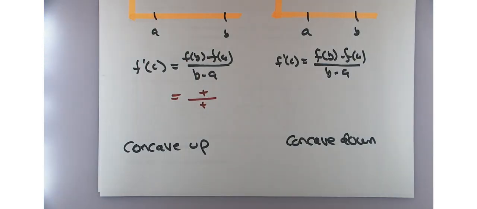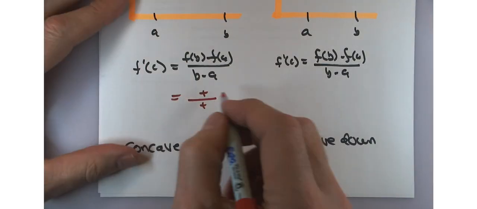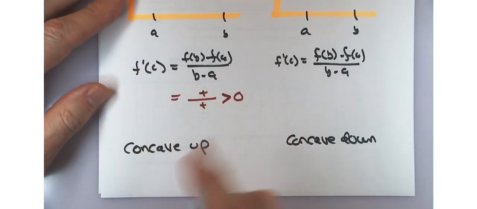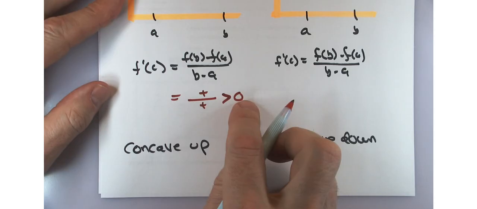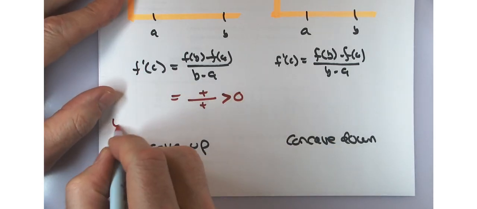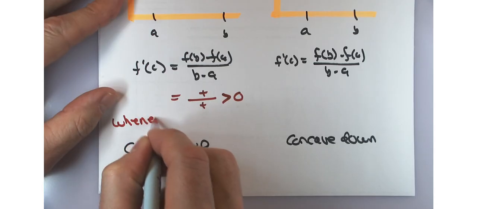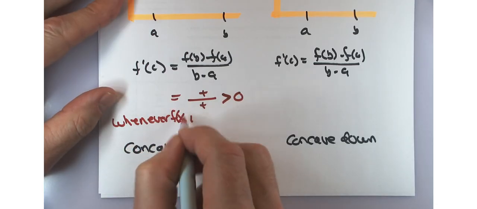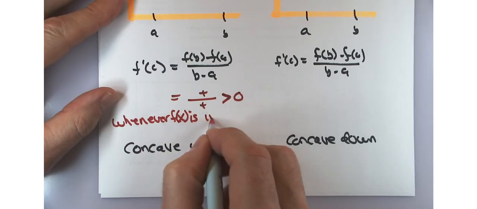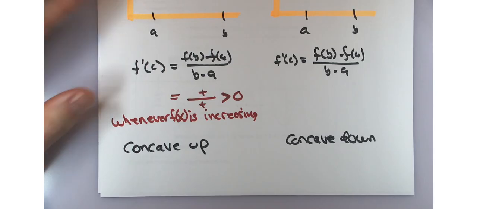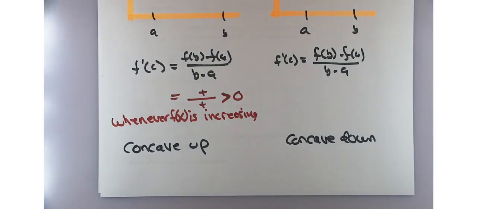Always. So f prime of x is going to be greater than 0 whenever f of x is increasing. Whenever f of x is increasing, you're going to have a positive derivative. What about the flip side of things?